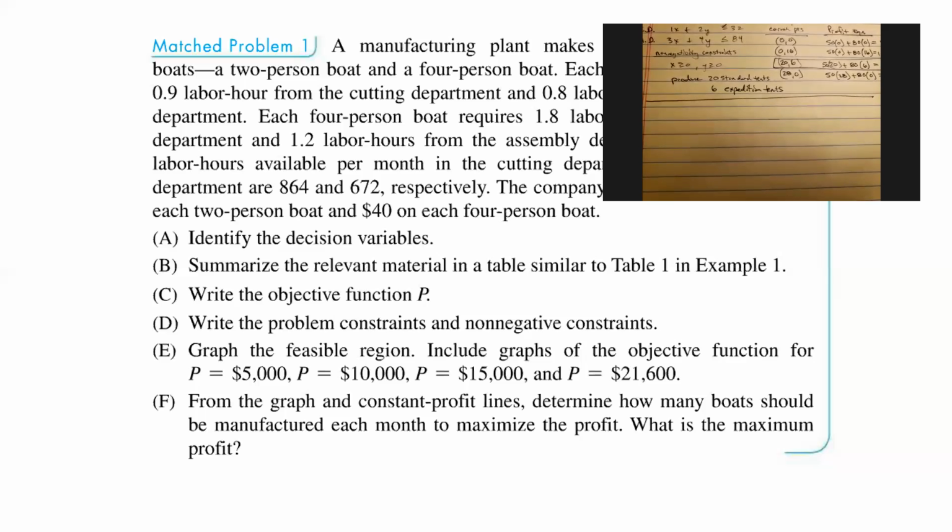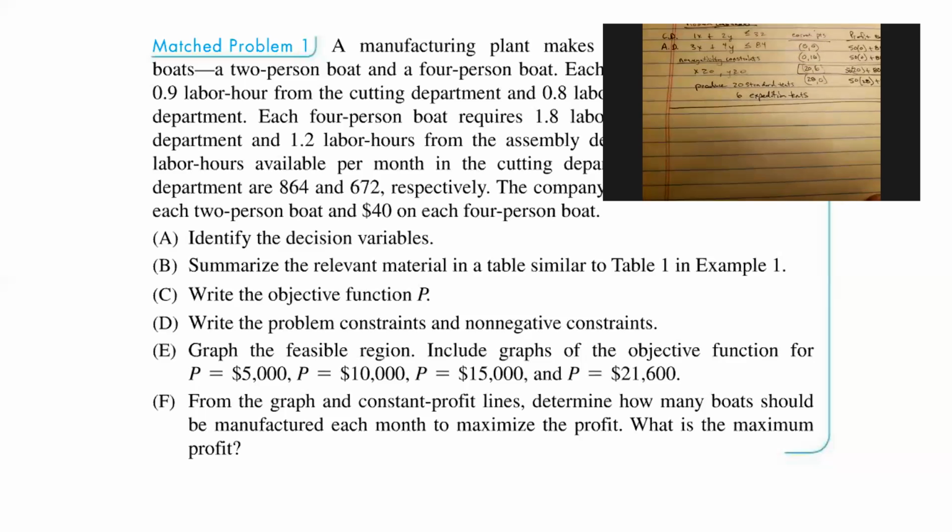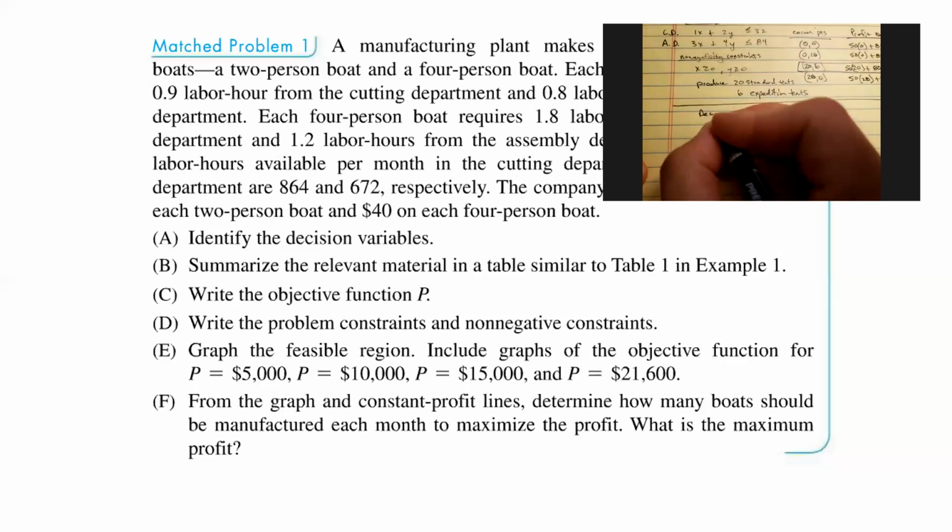And they have time requirements that need to be devoted from the assembly and the cutting department. So for a 2-person boat, it requires 0.9 labor hours for the cutting department and 0.8 in the assembly department. For a 4-person boat, it requires 1.8 hours in the cutting department and 1.2 hours in the assembly department. The departments each have 864 and 672 respective maximum amount of working hours in a week. So 864 for the cutting and 672 for the assembly. So let's just go out and do this. We have to first identify what our decision variables are.